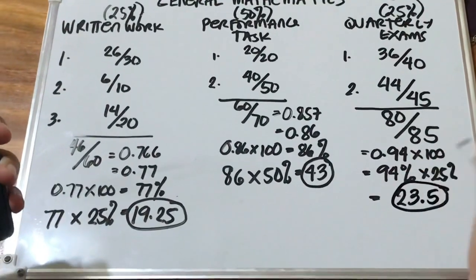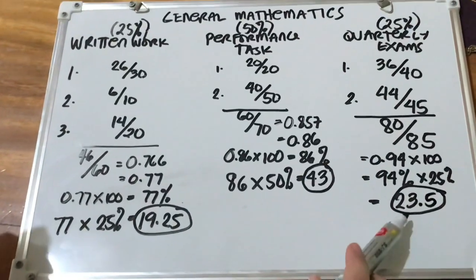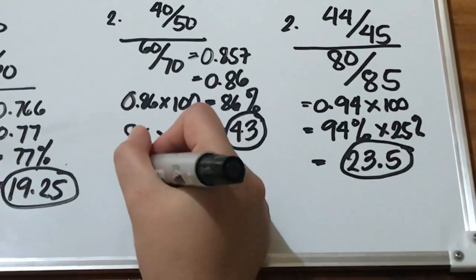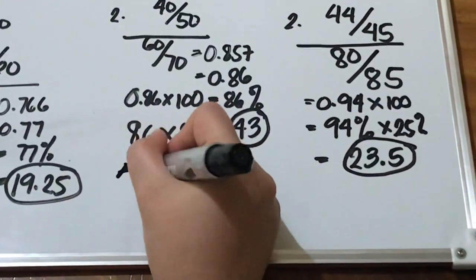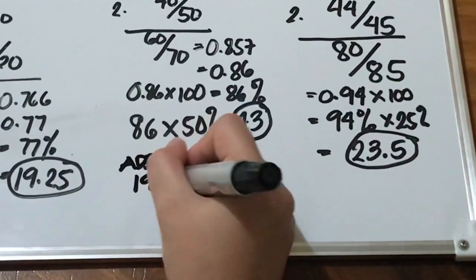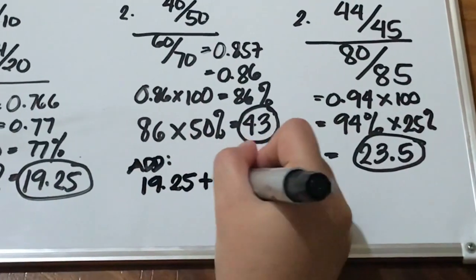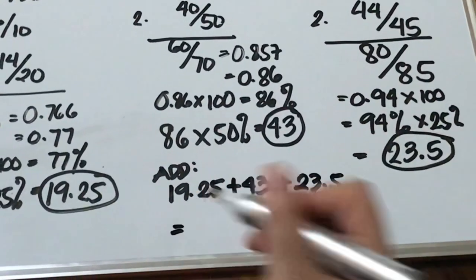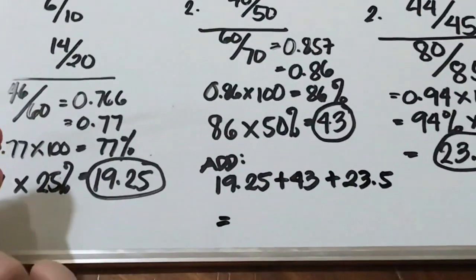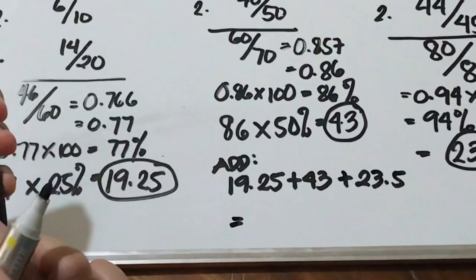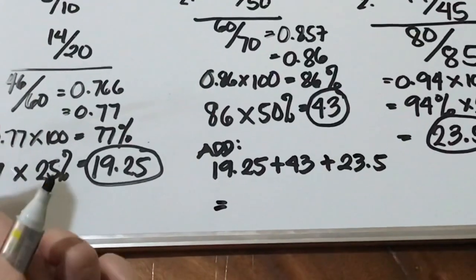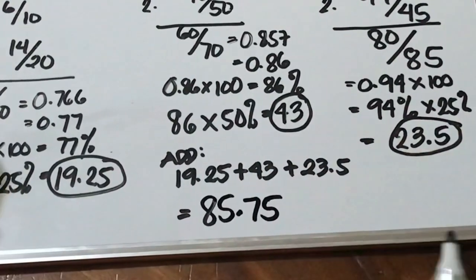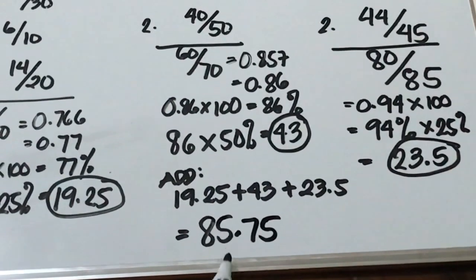Okay? Now we already have the three figures. What you will do is add the three. I will make use of this remaining space over here. 19.25 plus 43 plus 23.5 equals 85.75. But that does not mean that this is your final score.